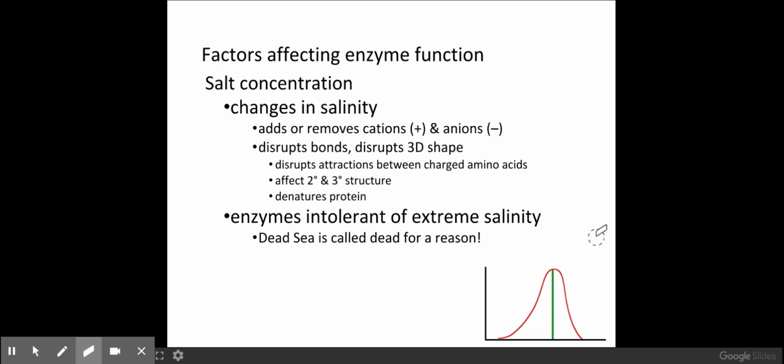Most enzymes are going to be pretty intolerant of that extreme salinity. Again, you're disrupting its structure, so it can't function. The Dead Sea is a really good example of an area that does not have a lot of life because there are not a lot of halophiles that can survive in that environment.